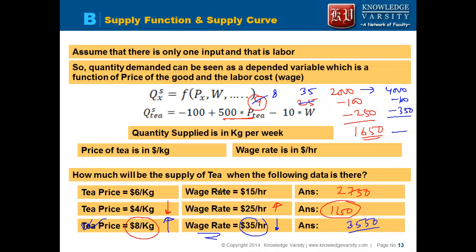At the end of this chapter, we will also see what factors affect the sensitivity of the quantity supplied, and we will quantify them. So this is the quantity supplied of tea. It depends on various factors.